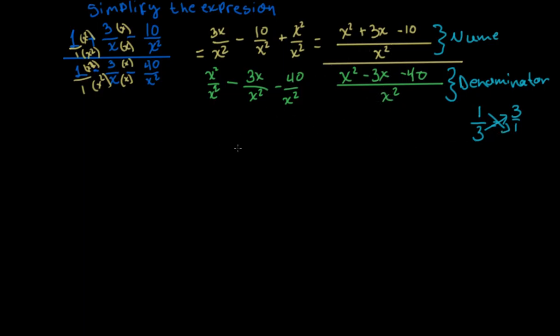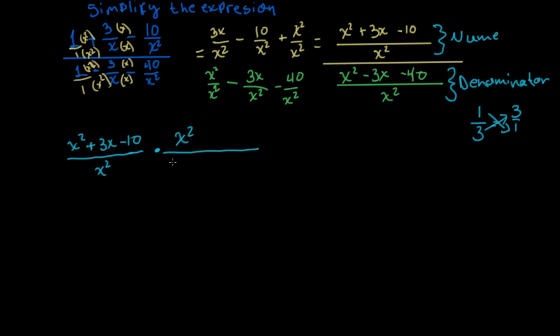We're going to do the same thing here. I'm going to grab the first part, and I'm going to get x squared plus 3x minus 10, all of that divided by x squared, times the reciprocal. That's the trick: you have to put it into multiplication, then by the reciprocal.